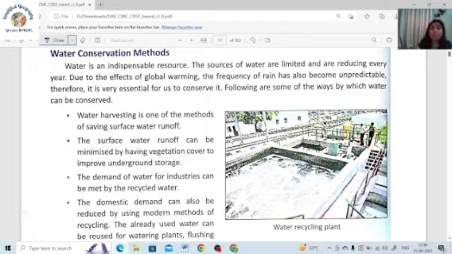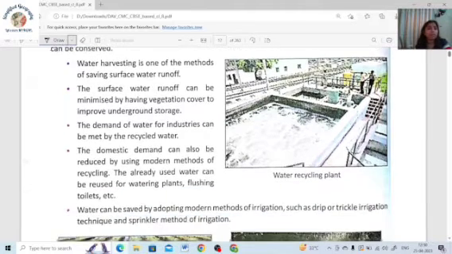Now, water is an indispensable resource. The resources are limited and reducing every year. Due to the effects of global warming, the frequency of rain has also become unpredictable. We don't know when monsoon delays in our country. Some day it is heavily raining, some day there is no rainfall. So we cannot predict. It is very essential to save water. Following are the ways by which we can actually save water.